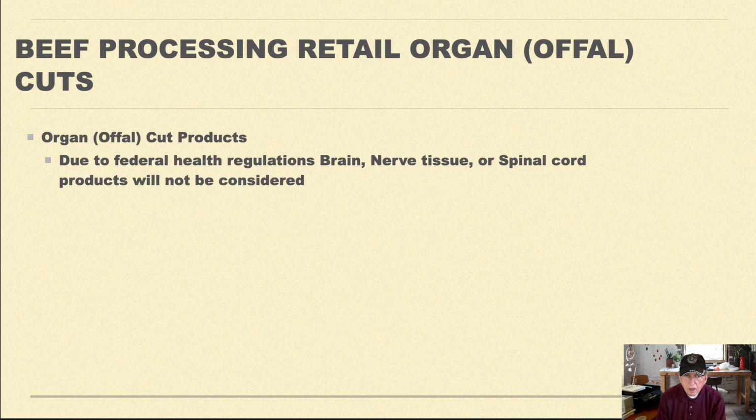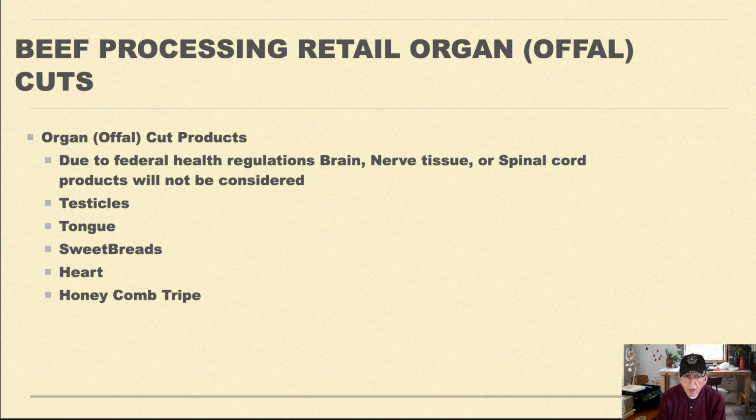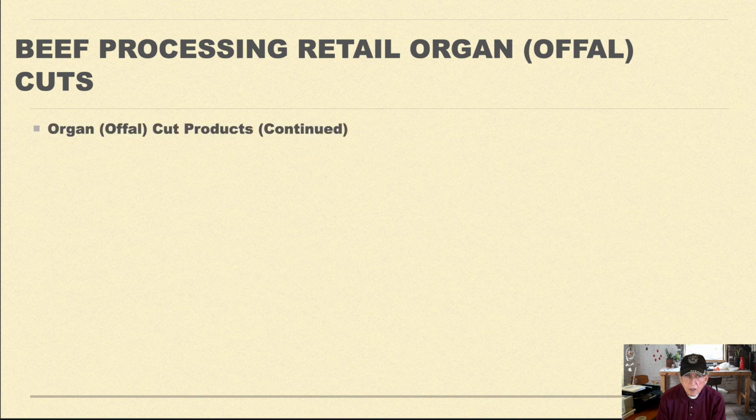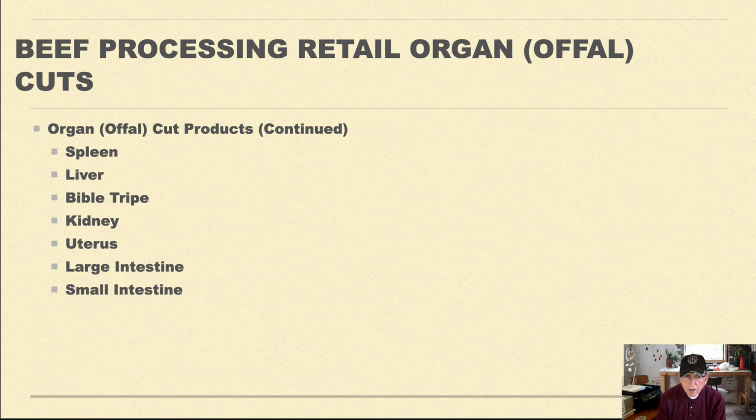The retail organ offal cuts are, due to federal health regulations, brain, nerve tissue, and spinal cord products will not be considered in this overview. Testicles, tongue, sweetbreads, heart, honeycomb tripe, flat tripe, continued, spleen, liver, Bible tripe, kidney, uterus, large intestine, small intestine, foot, tendon.